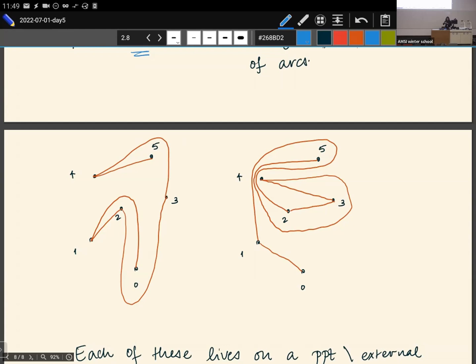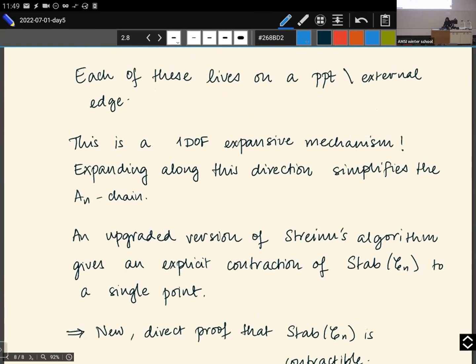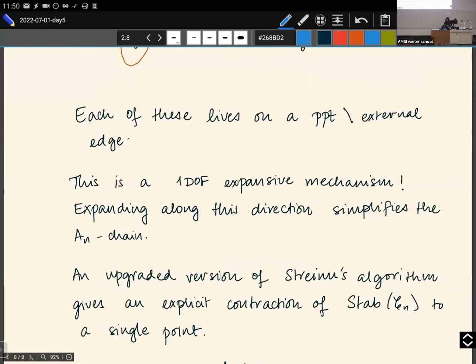This is basically Streinu's algorithm for the Carpenter's rule problem, but you're doing it in a slightly more sophisticated way because you have these arcs now. So this is somehow an upgraded version of Streinu's algorithm that unwinds everything and gives you an explicit contraction of the space of stability conditions down to a point.